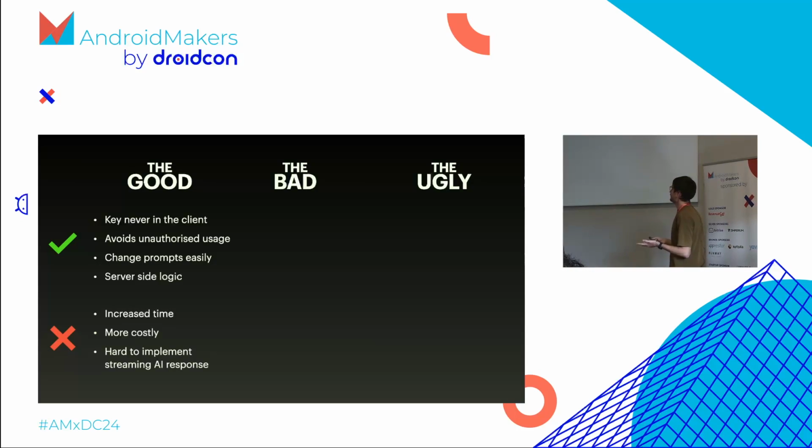But of course, there is a downside to it. You're increasing the time. Communicating directly with the Gemini SDK or OpenAI on the client is faster than if you have to go through a hop into a proxy and so on. So you need to play with that as well. It will get more costly.